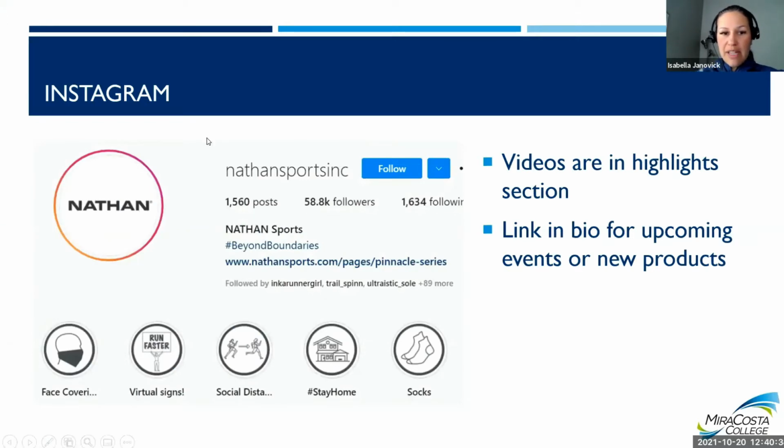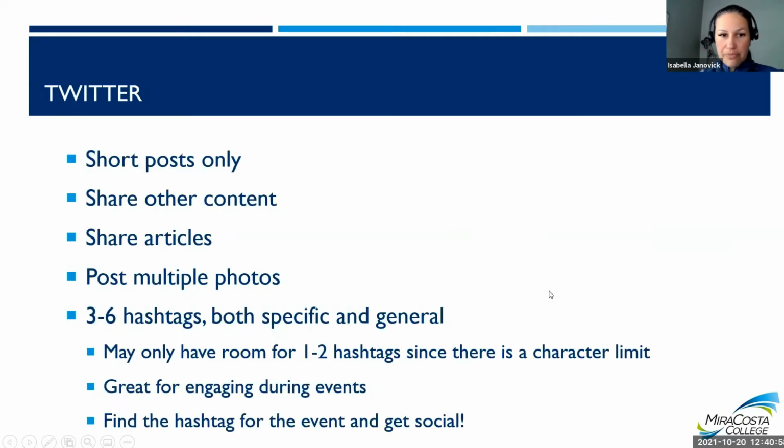Here's an example of Nathan Hydration. This is a client that I work with. So they have their page here. They have their link. A hot link is what we call it. They have their highlights here. So if they want to save any Instagram stories, they save them here, and they've created really cool icons to go with their branding. So that's a really good example of how to do a profile page for your Instagram.